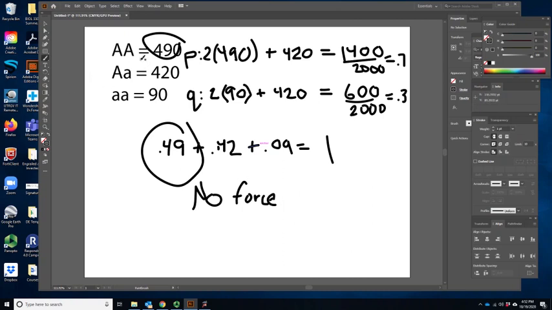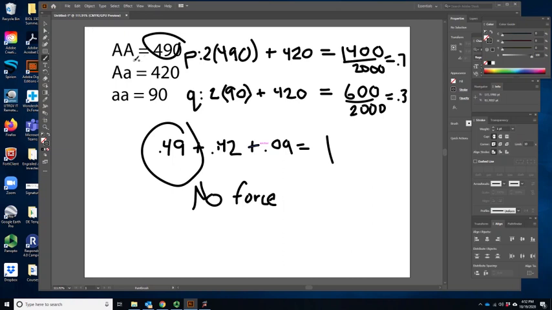Now, quick aside. Just because one allele doesn't have any evolutionary force acting on it doesn't mean that applies to all of the alleles, all of the genes in this population. So one gene can be changing and evolving and the others can be effectively neutral. That's the power of random assortment and genetic recombination during sexual reproduction.